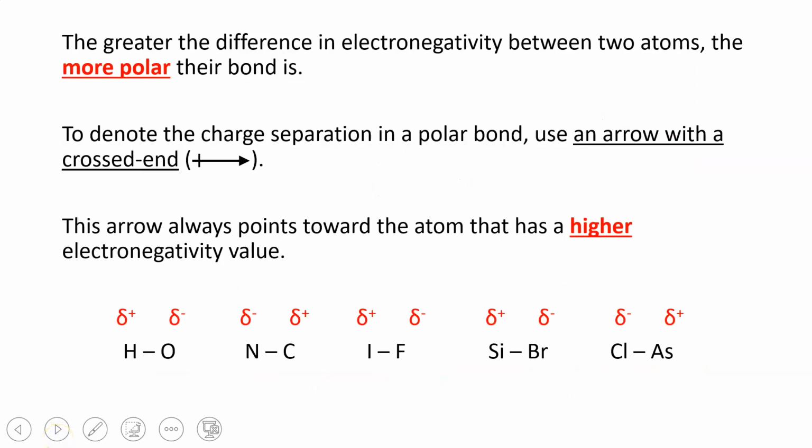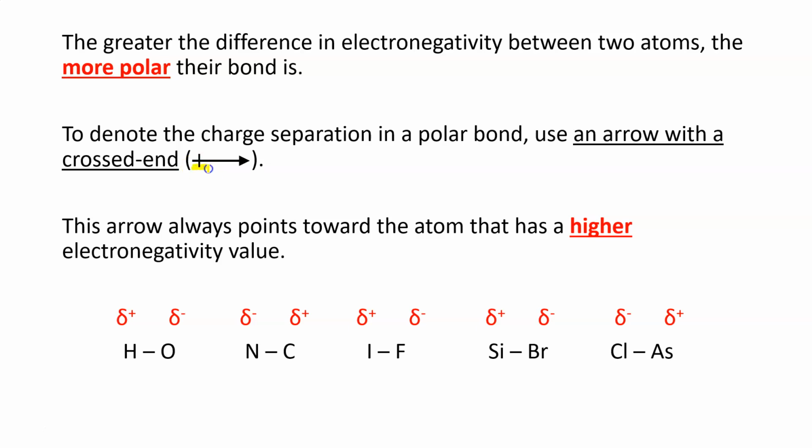All right. The greater the difference in electronegativity between the two atoms, the more polar the bond is. So if there's a very big difference in the electronegativity, it's a very polar bond. To denote the charge separation in a polar bond, we're going to use an arrow with a crossed end. This is just another way of showing which side is positive, which side is negative. This arrow always points toward the atom that has the higher electronegativity value.